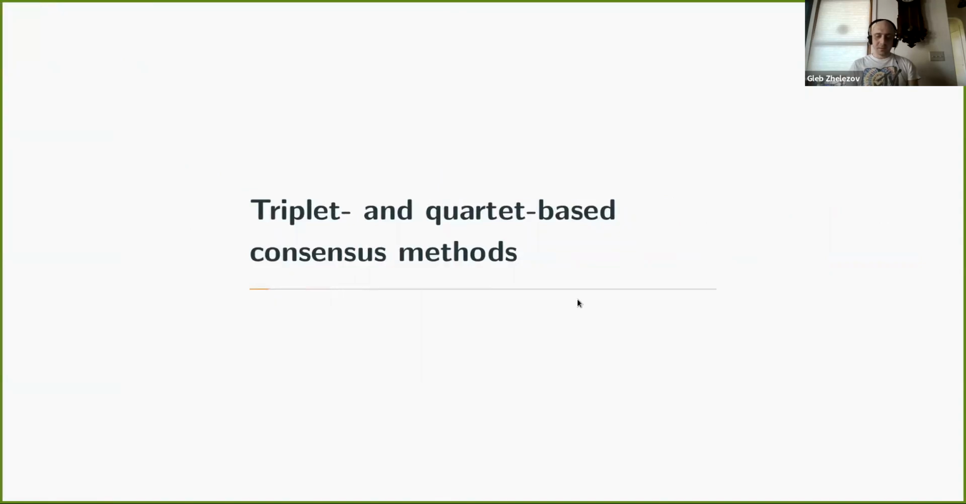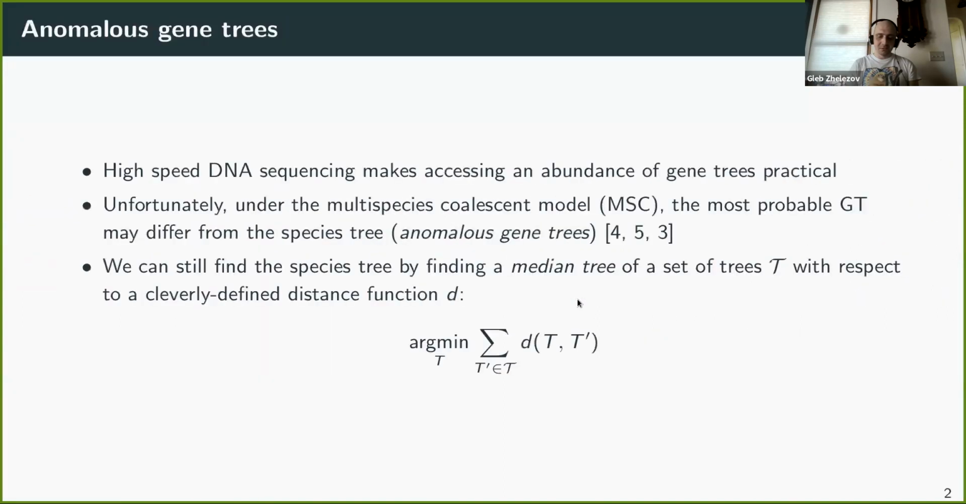So triplet and quartet-based consensus methods basically deal with this problem. We now have high-speed DNA sequencing, which makes accessing an abundance of gene trees very practical. At the same time, under the multi-species coalescent model, the most probable gene tree may differ from the species tree. And these are the so-called anomalous gene trees. It's not always a given that that will happen, but you kind of don't know which parameter regime you're in. And if you happen to be in the wrong one, that can happen.